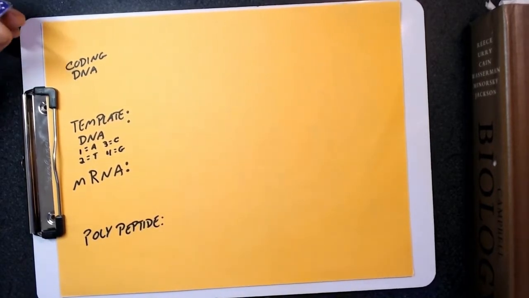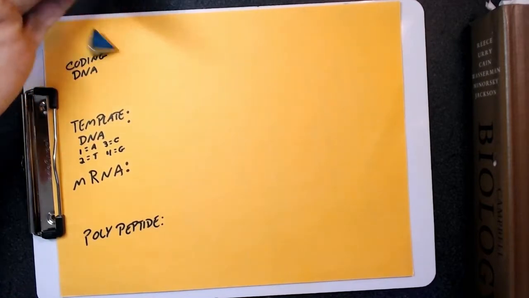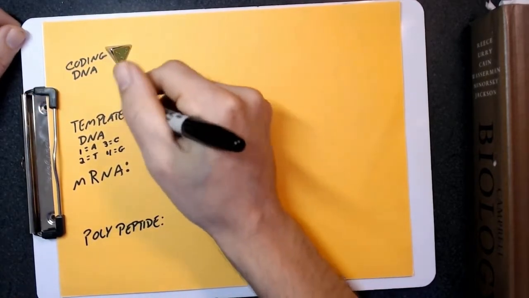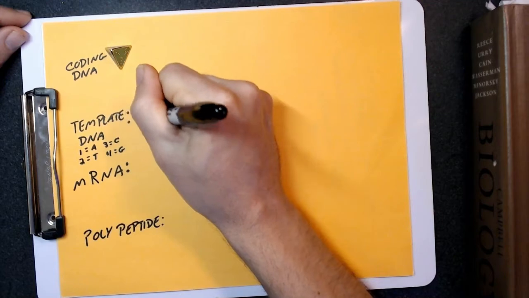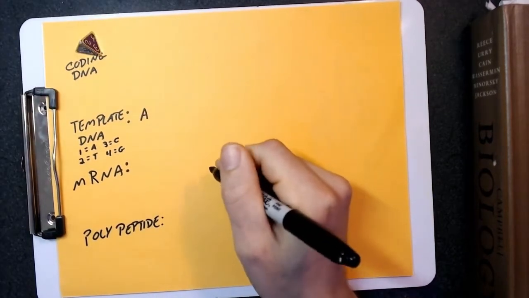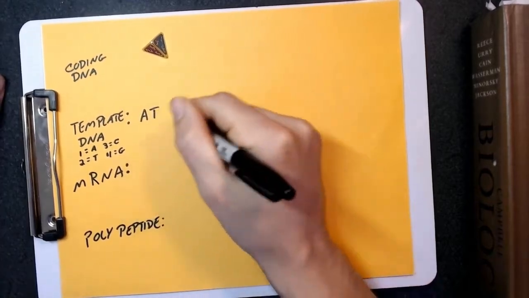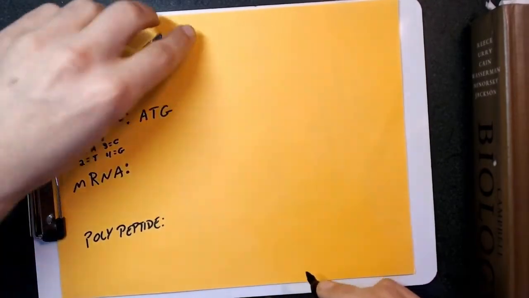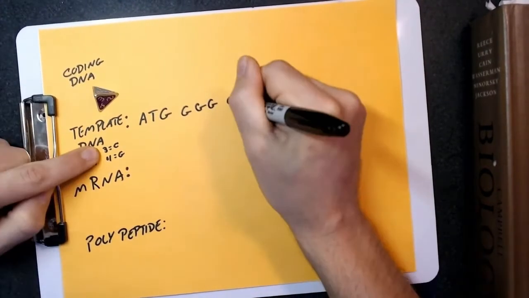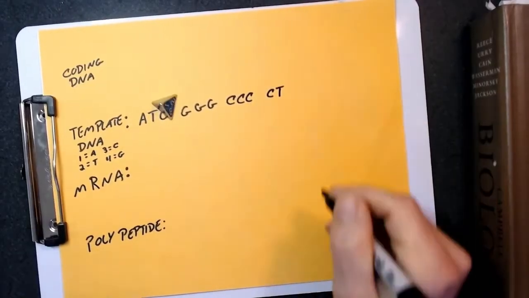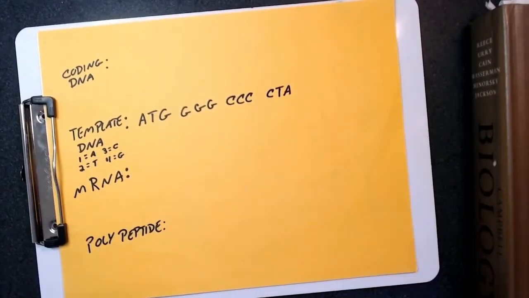So let me just create this random number here. Okay, that's a 1, so that is an adenine. That is a 2, that's a thymine. That's a 4, that is a guanine. 1 is an adenine. Okay, so there's our DNA template strand here.